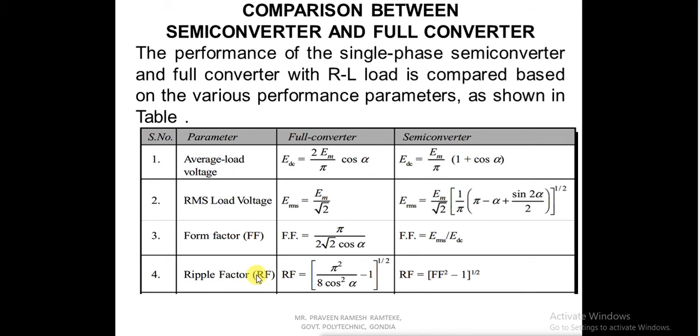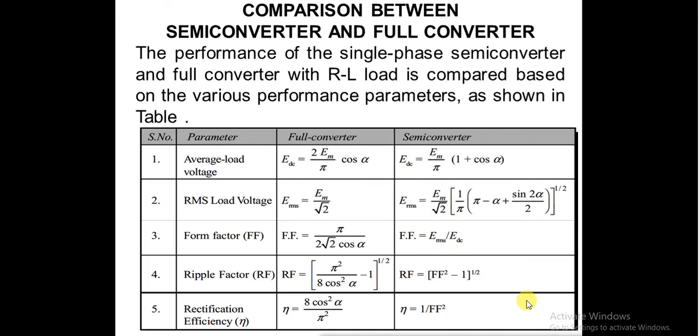Ripple factor RF equals the square root of pi square by 8 cos square alpha minus 1 in the full converters. In semi-converters, ripple factor equals the square root of form factor square minus 1. Rectification efficiency in full converter is eta equals 8 cos square alpha by pi square, whereas in semi-converter, rectification efficiency eta equals 1 by form factor square.